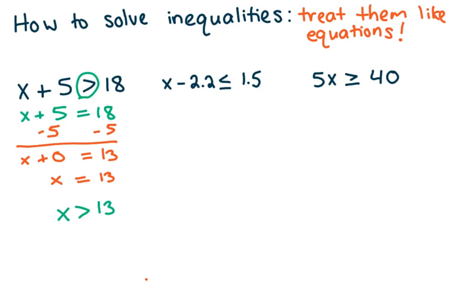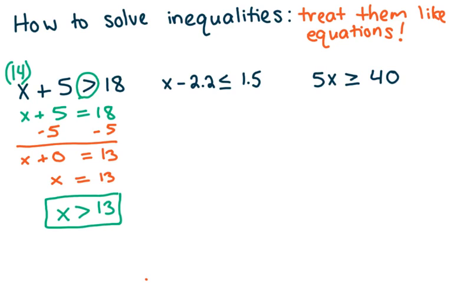If you want to check it, pick a number that's greater than 13. Let's say we'll go to 14. 14 plus 5 is 19. 19 is greater than 18, so it works. Now, a common mistake is to skip to the next number. There are numbers that are greater than 13 that are not 14. For instance, x could be 13.5, so it's important not to skip to the next number.